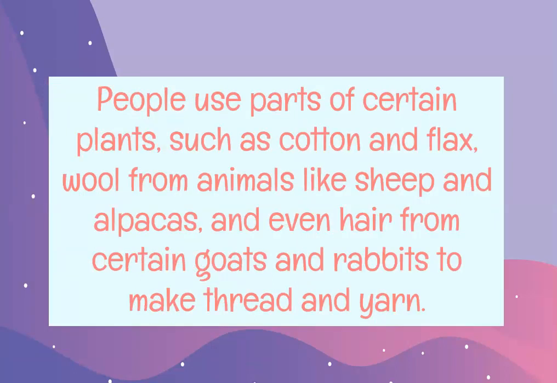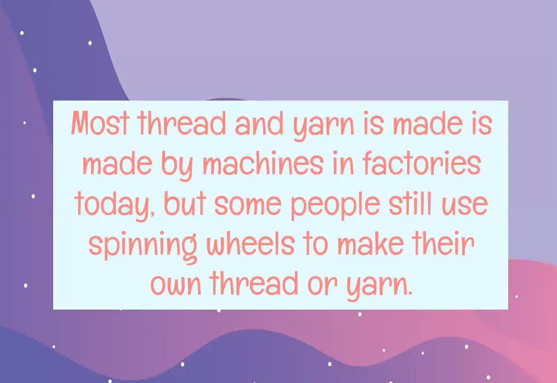People use parts of certain plants such as cotton and flax, wool from animals like sheep and alpacas, and even hair from certain goats and rabbits to make thread and yarn. Most thread and yarn is made by machines in factories today. But some people still use spinning wheels to make their own thread or yarn.